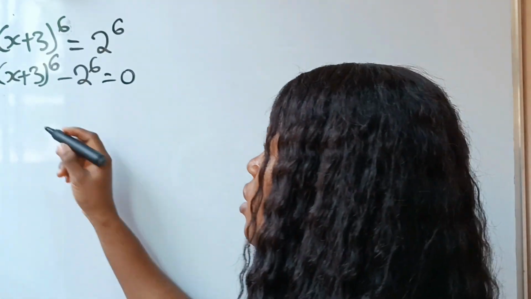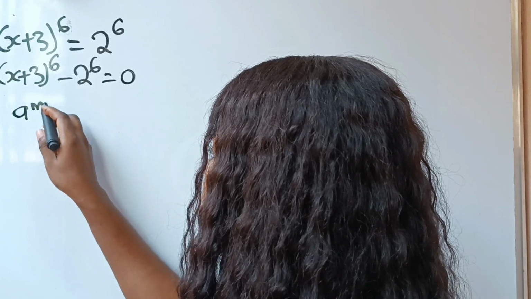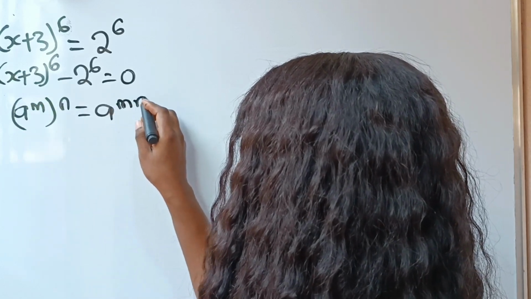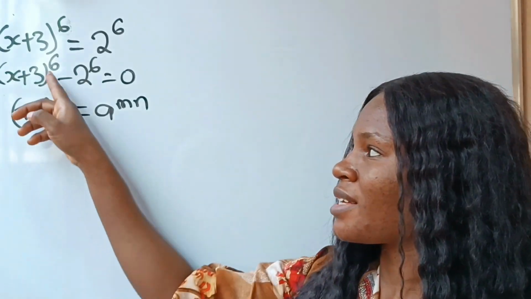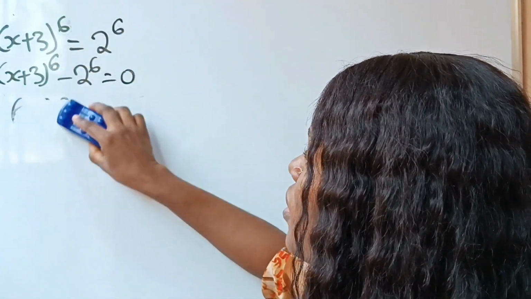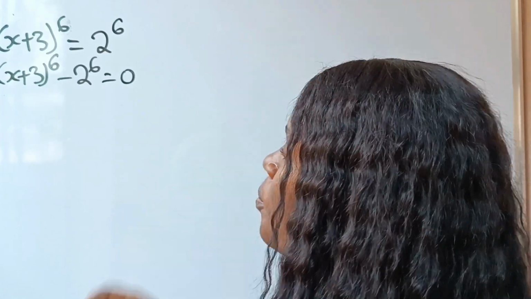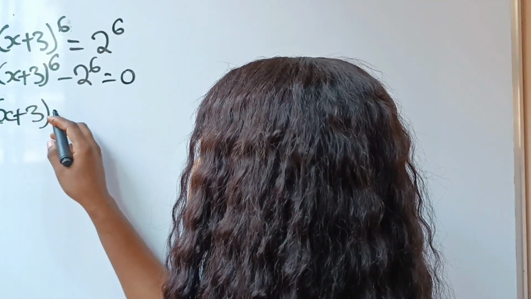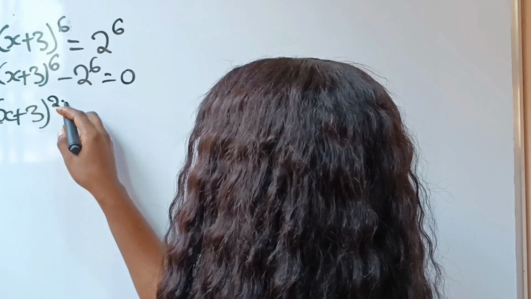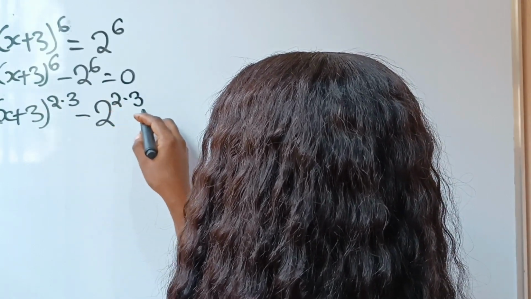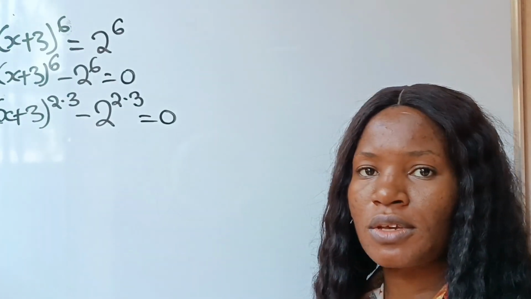All right, now recall that (a^m)^n is equal to a^(mn). So that simply means that I can express this as what? Its factors, as multiple of its factors. So I can write that as (x+3)^(2×3) − 2^(2×3) = 0.